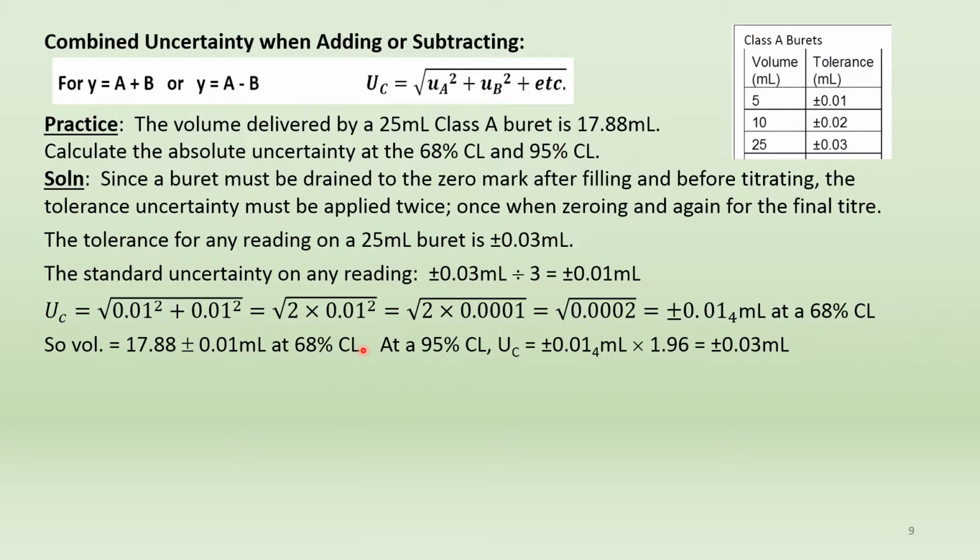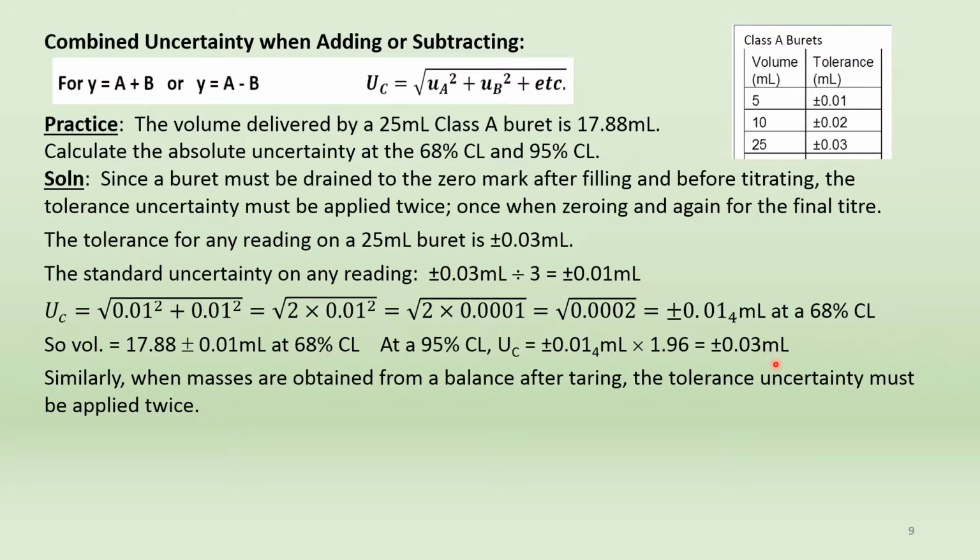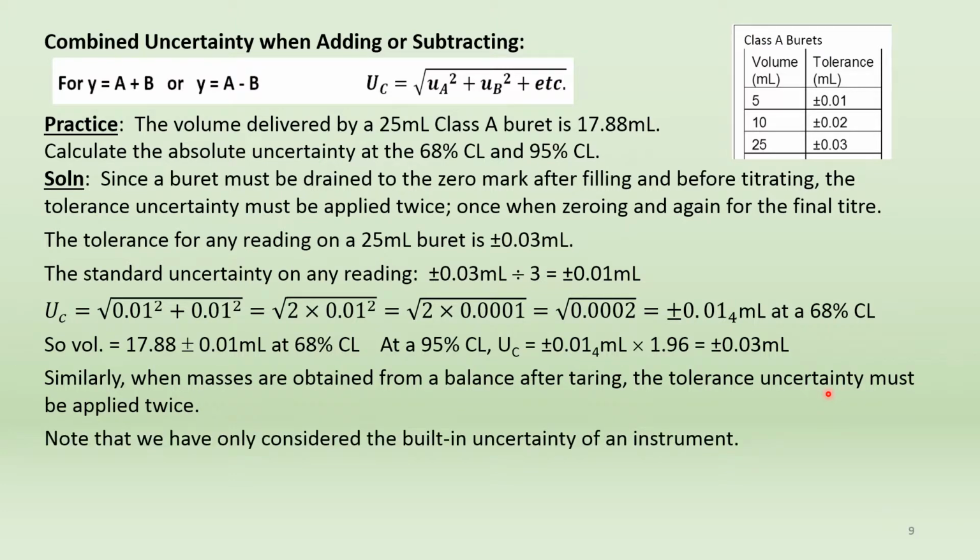If you wanted to report this at the 95% confidence level, you take your combined standard uncertainty, multiply it by 1.96, and you report plus or minus 0.03 mL. Now, just as a reminder, when you're doing analysis involving masses on a balance, you must use the tolerance twice again, because anytime you tare a balance and then take a reading, you've actually taken, in effect, two readings. The tolerance has been applied twice.